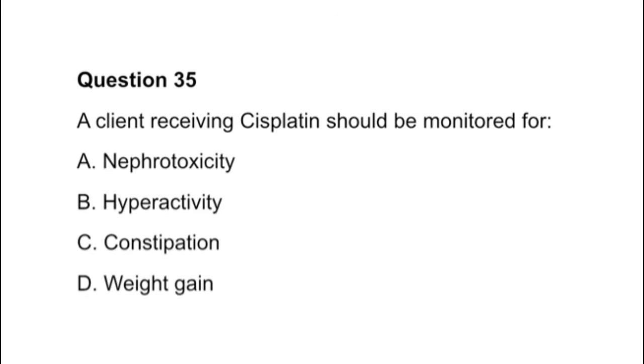Question 35. A client receiving cisplatin should be monitored for A. Nephrotoxicity. B. Hyperactivity. C.